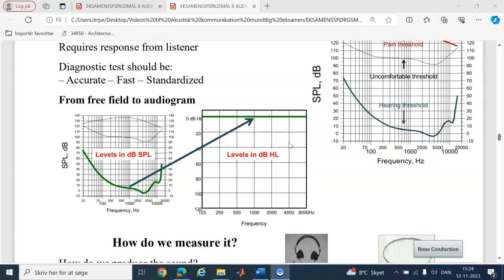If you have normal hearing, the hearing threshold curve has its minimum at about 3,500 hertz, and it increases for higher frequencies and lower frequencies. If you translate it to the audiogram, normal hearing is 0 dB hearing level. But for elderly people, the hearing loss will increase with frequency.